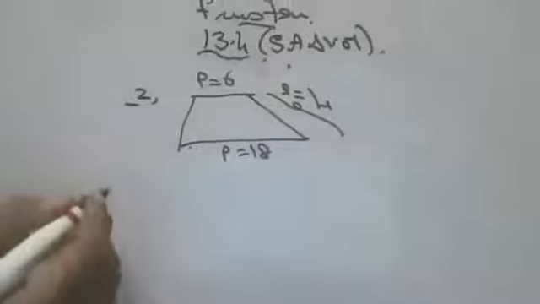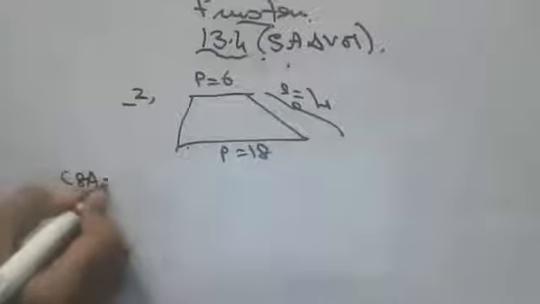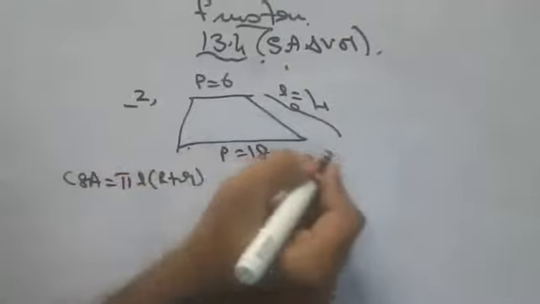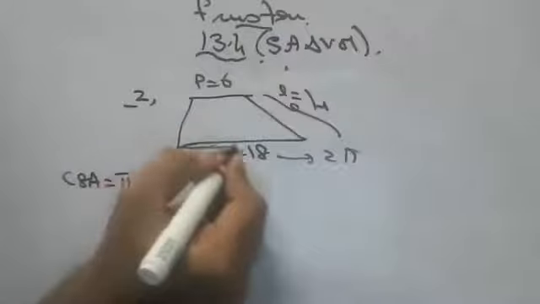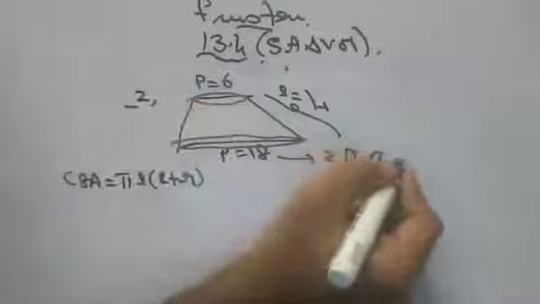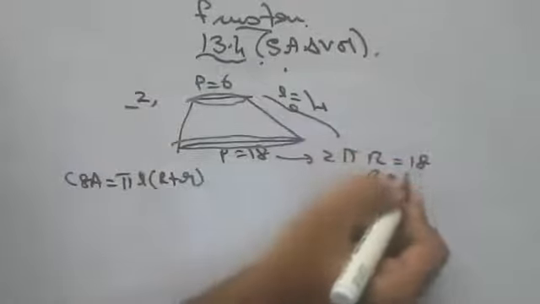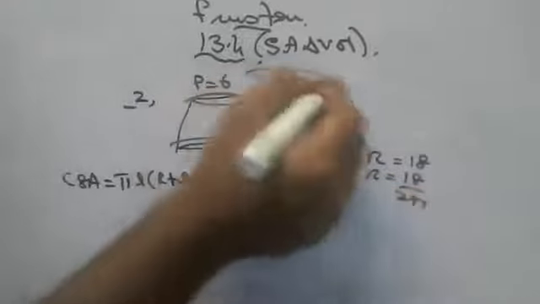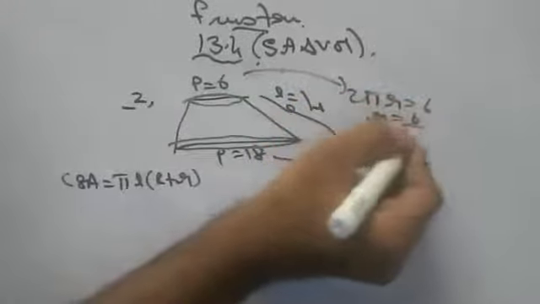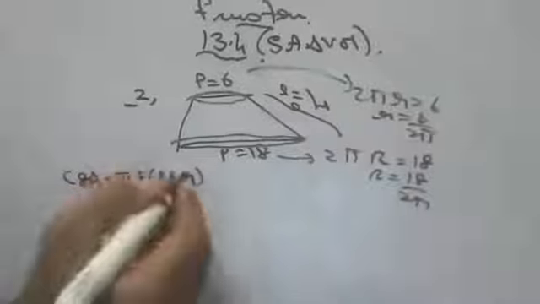Find the CSA. So CSA of frustum is pi L into (big R plus small r). This is perimeter, and perimeter means 2 pi r, since it is round. So 2 pi big R is equal to 18, R is equal to 18 by 2 pi. Here also, 2 pi small r is equal to 6, r is equal to 6 by 2 pi. Both we'll put here.